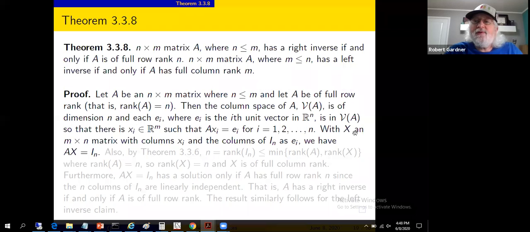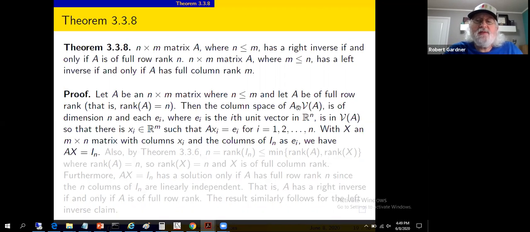Let's establish this in terms of the right inverse. The left inverse will be a very similar argument. Okay, so let A be an N by M matrix, N is less than or equal to M, and let A be full row rank. So the rank of A will be the number of rows, which is N.